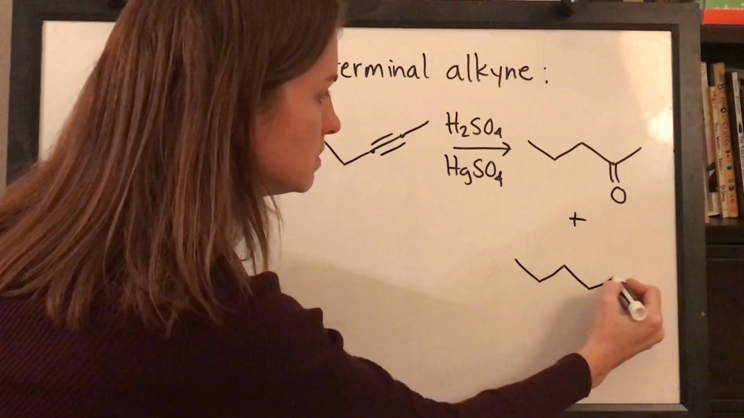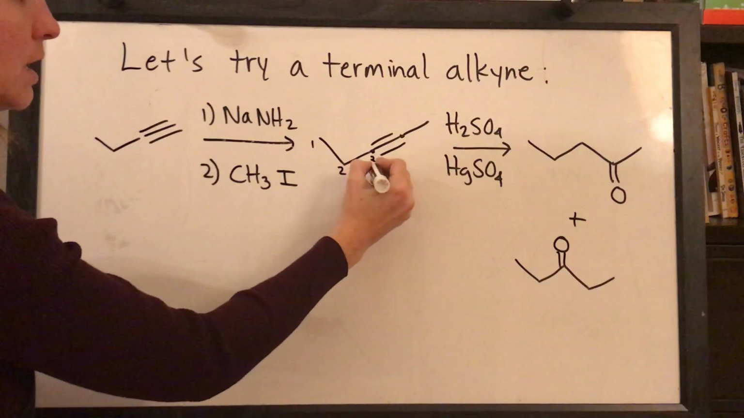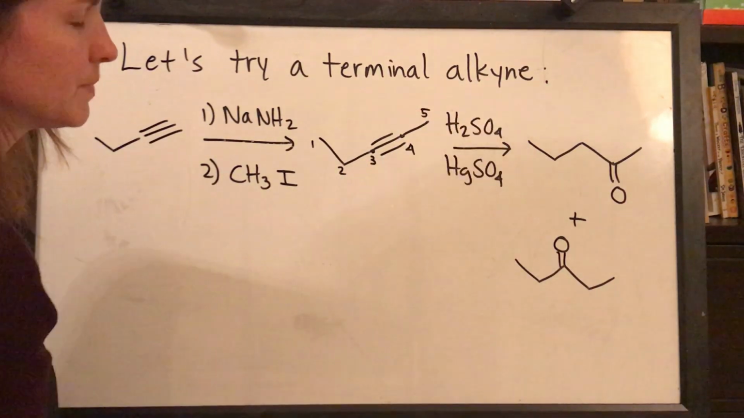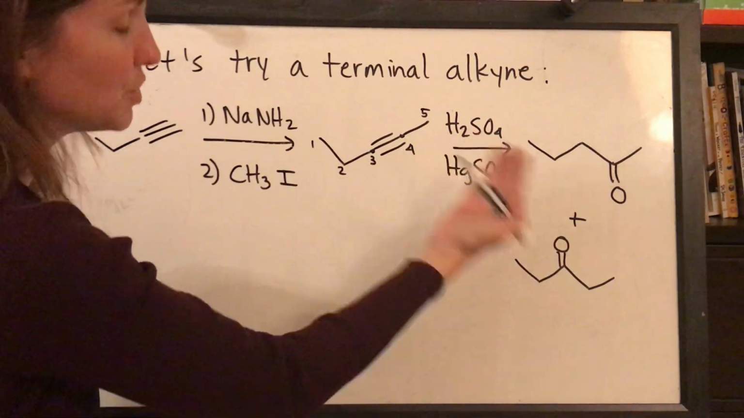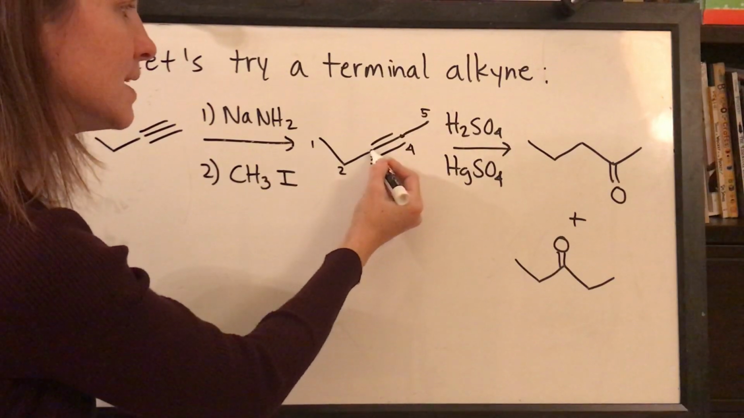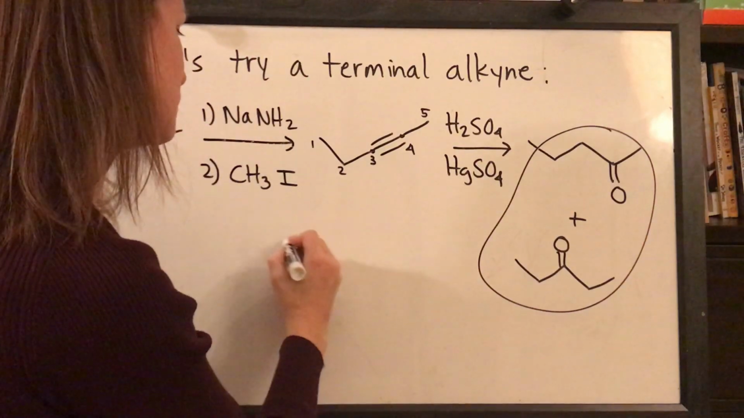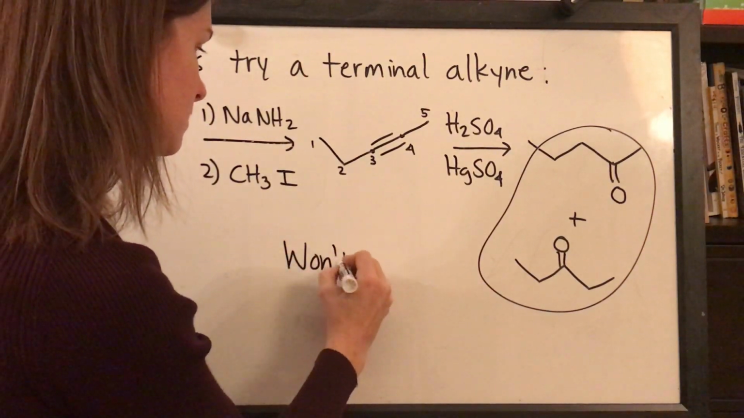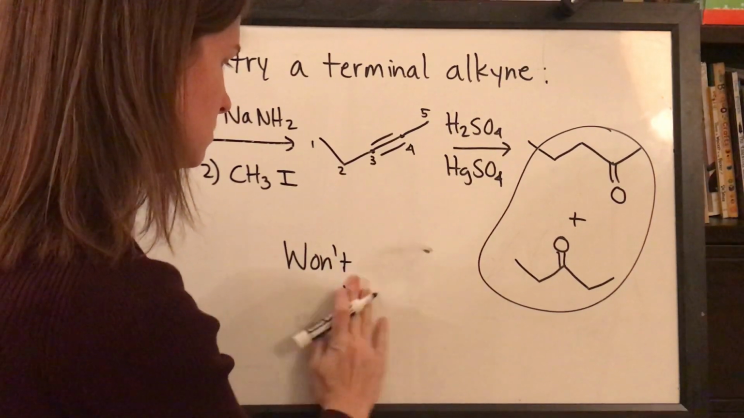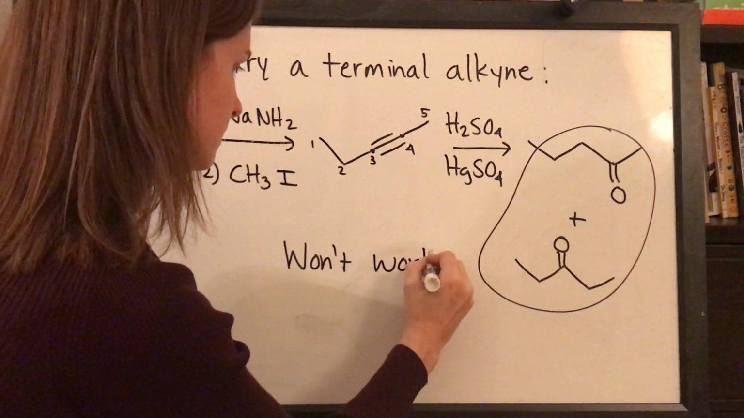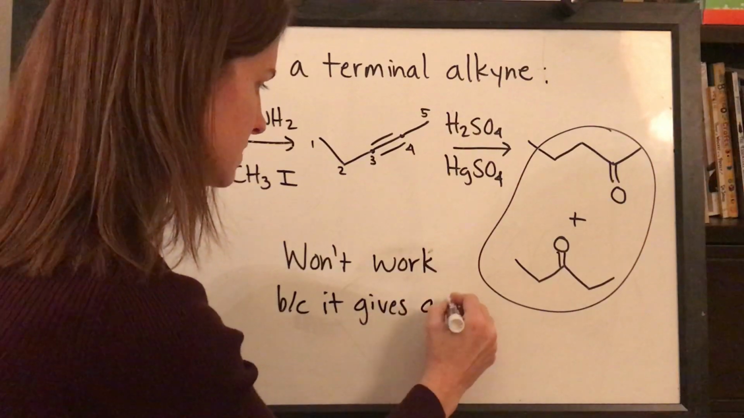We're also going to get this ketone, where it ends up on carbon 1, 2, 3 instead of 4. And so there's really no way to avoid a mixture of products here. Even if you try hydroboration, you're going to run into the same problem, that Markovnikov versus anti-Markovnikov addition doesn't matter here. So this always gives a mixture of products. This won't work because it gives a mixture of products.